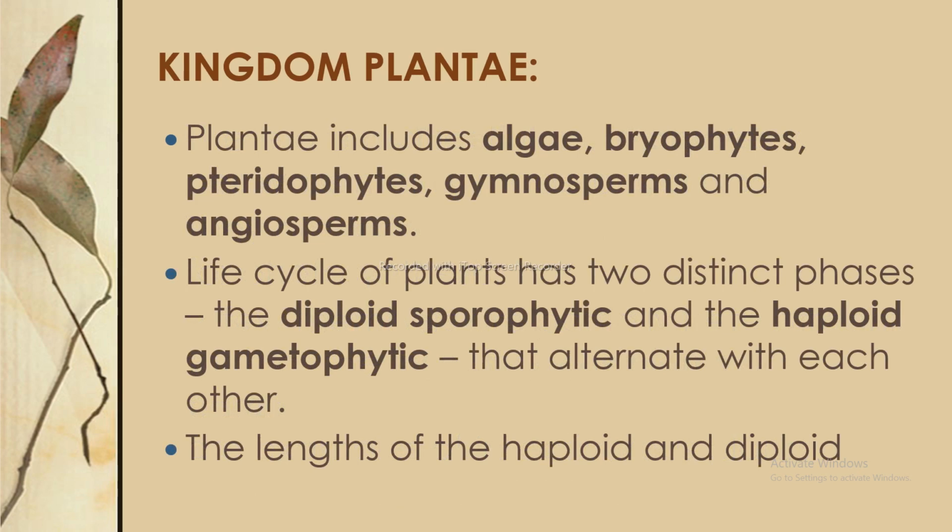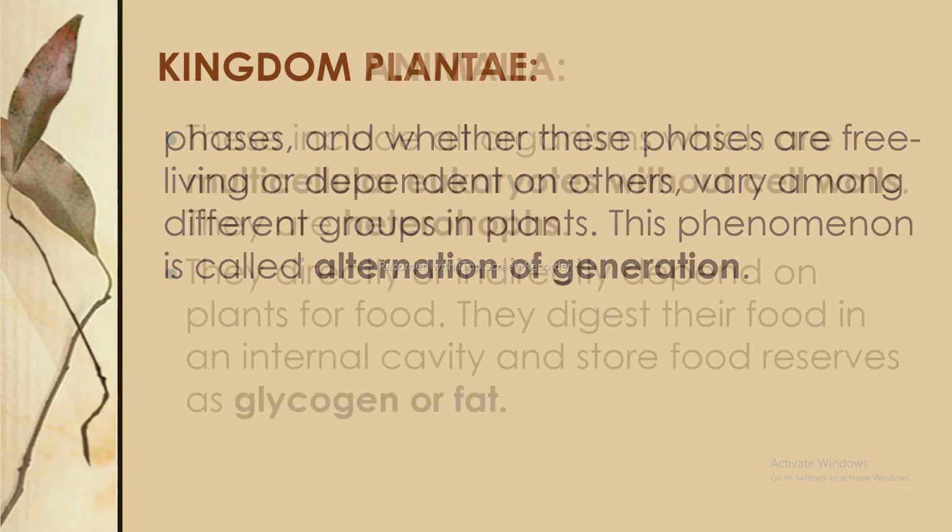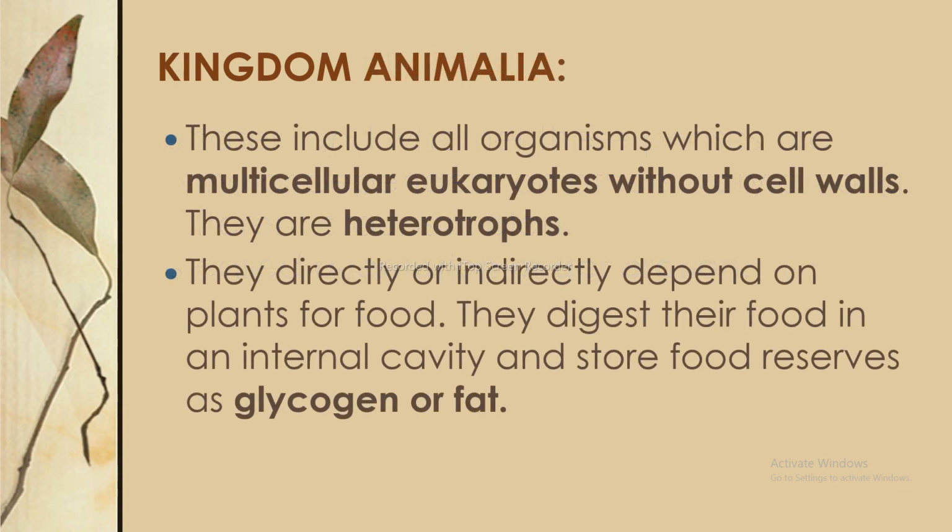The life cycle of plants has two distinct phases, the diploid sporophytic and the haploid gametophytic, that alternate with each other. The lengths of the haploid and diploid phases, and whether these phases are free living or dependent on others, vary among different groups of plants. This phenomenon is called alternation of generation. So next kingdom is the kingdom Animalia.